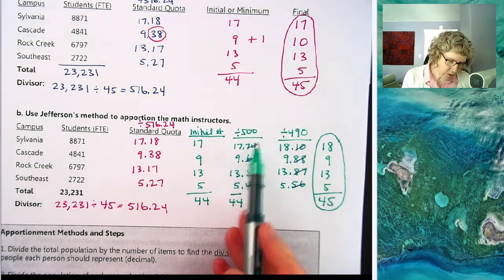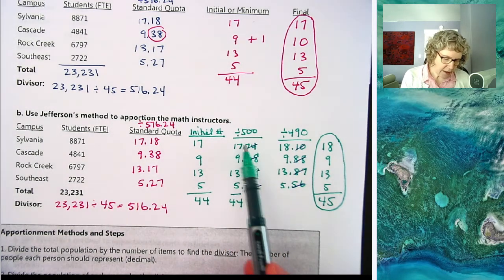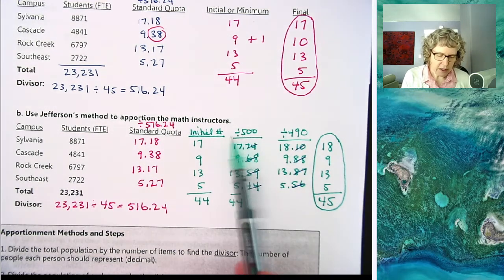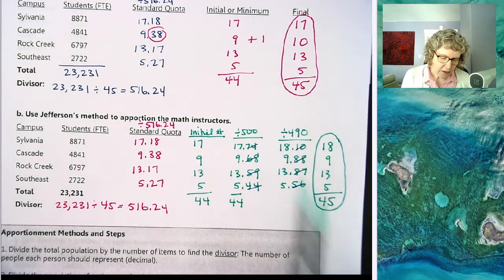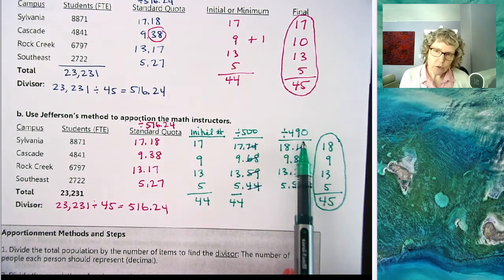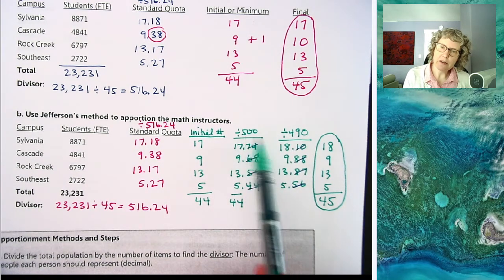We have to do this trial and error process where we still cut off the decimal, but then if we don't have the exact number, we have to lower our divisor, keep lowering it until we get the exact number. Now, if we had gone too low, let's say this bumped up to 46, we'd have to go back up, and we'd know it was somewhere between 490 and 500.